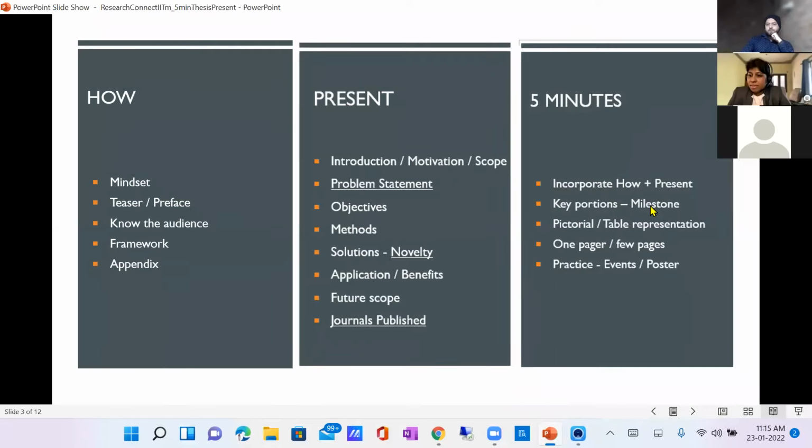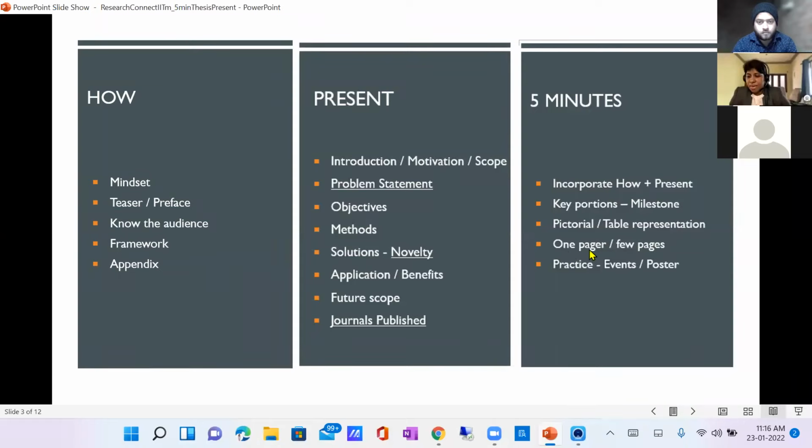Only the key portion milestones we are going to present, because our research will have multiple objectives, multiple contributions, but we can pick the top 1 or 2, depending on what you would like to explain and elaborate. And always, instead of more words, we can put a lot of pictures and tables, because in the 5 minutes, if they see the tables and pictures, they can easily understand, and it will be very interesting for the people around as an audience. What is this? What does it depict?